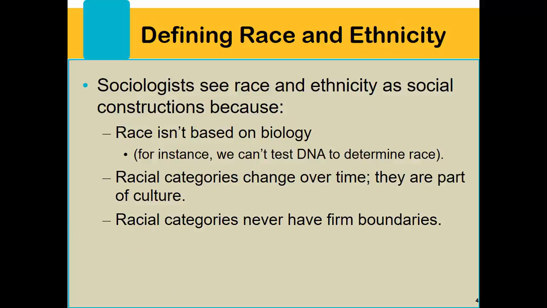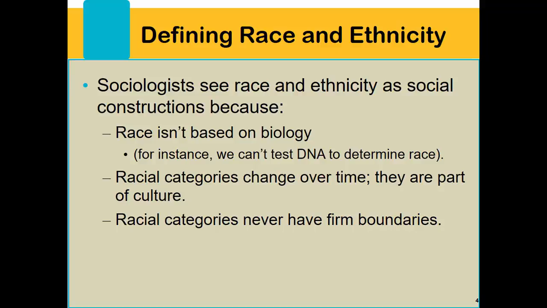Sociologists see race and ethnicity as social constructions mainly because race is not based on biology. I said it was based on physical characteristics, but while those physical characteristics are biological, like your skin tone, your eye color, etc., how we categorize those characteristics, that is based on social factors. And those social factors shift over time.